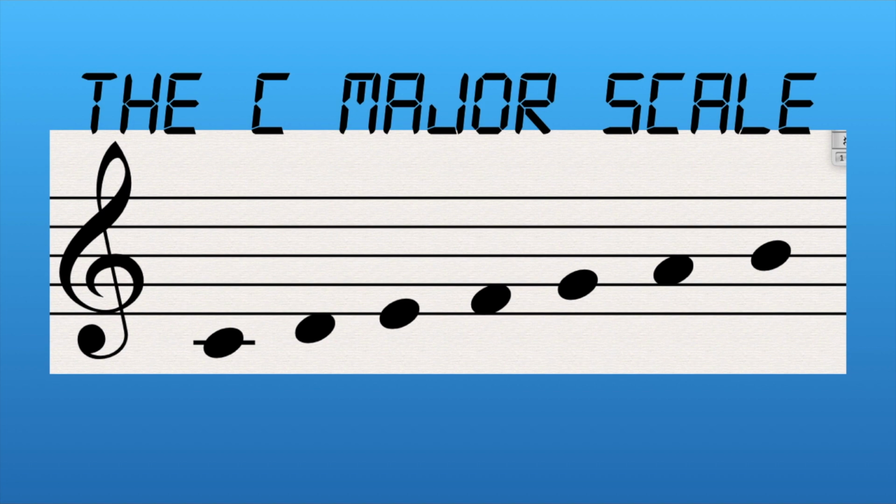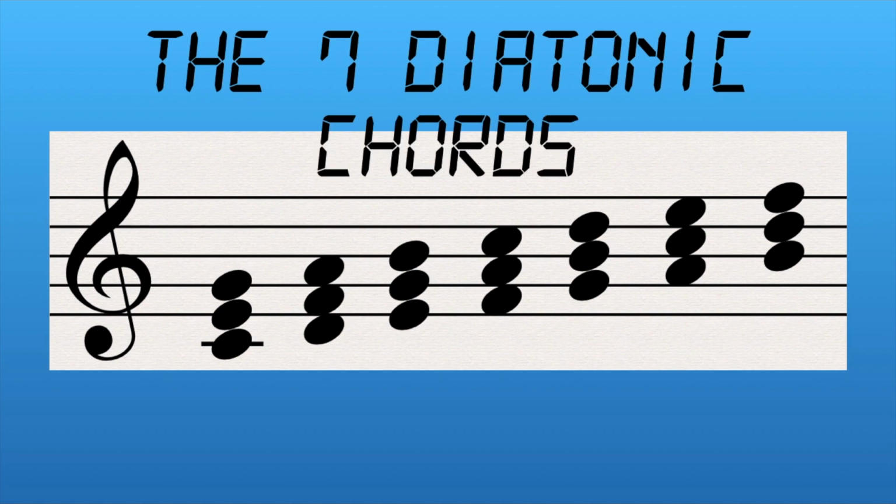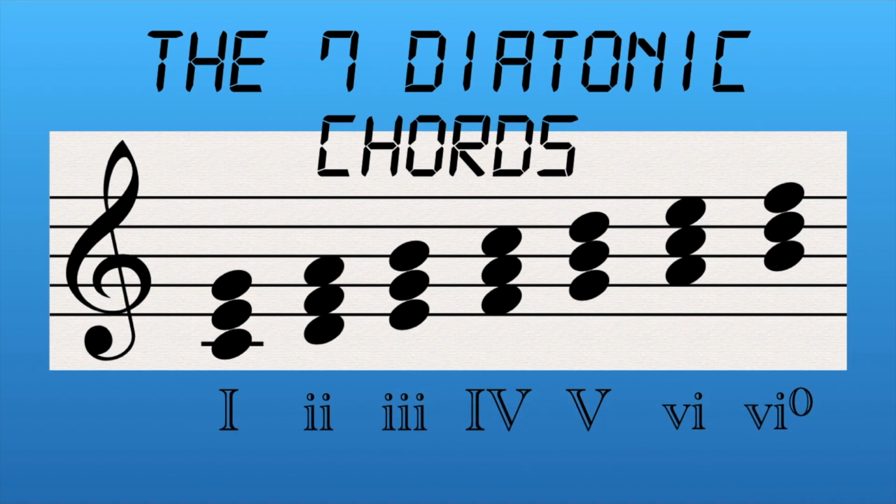Take a conventional major scale and stack 2 thirds on top of each note. This is how we get the 7 diatonic chords, which can be numbered 1 through 7 with Roman numerals. Major chords get uppercase numerals, minor chords get lowercase numerals. The 7th degree also gets a superscript 0 to signify that it's a diminished chord. So the order of chords in major keys goes major, minor, minor, major, major, minor, diminished. All major keys adhere to this order of triads.